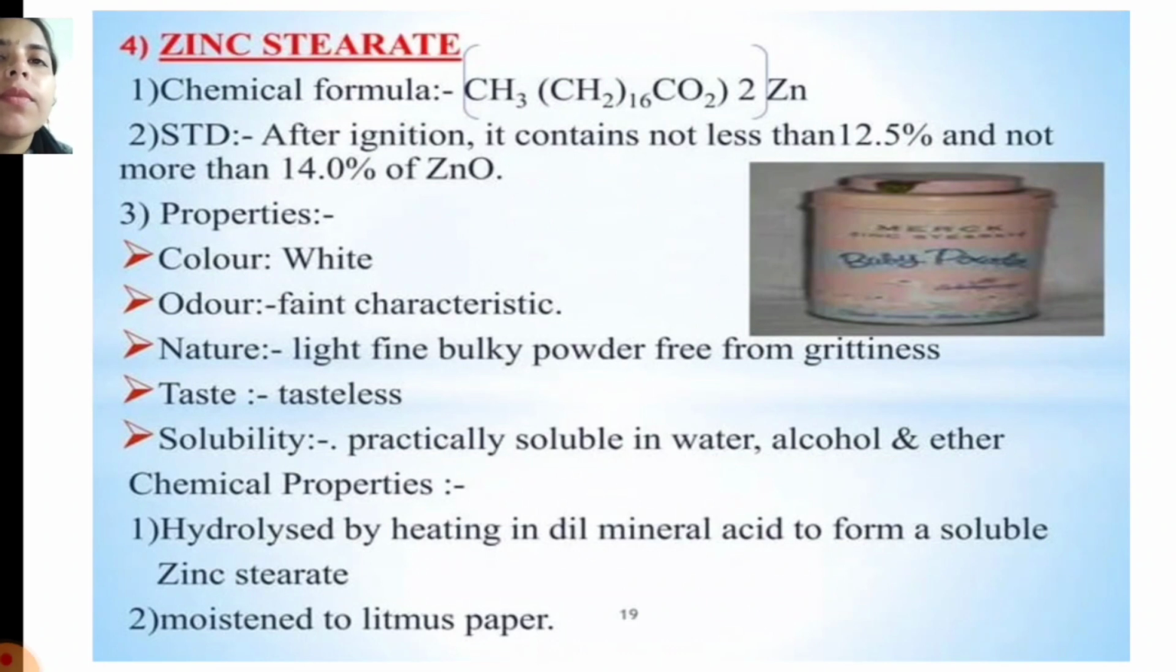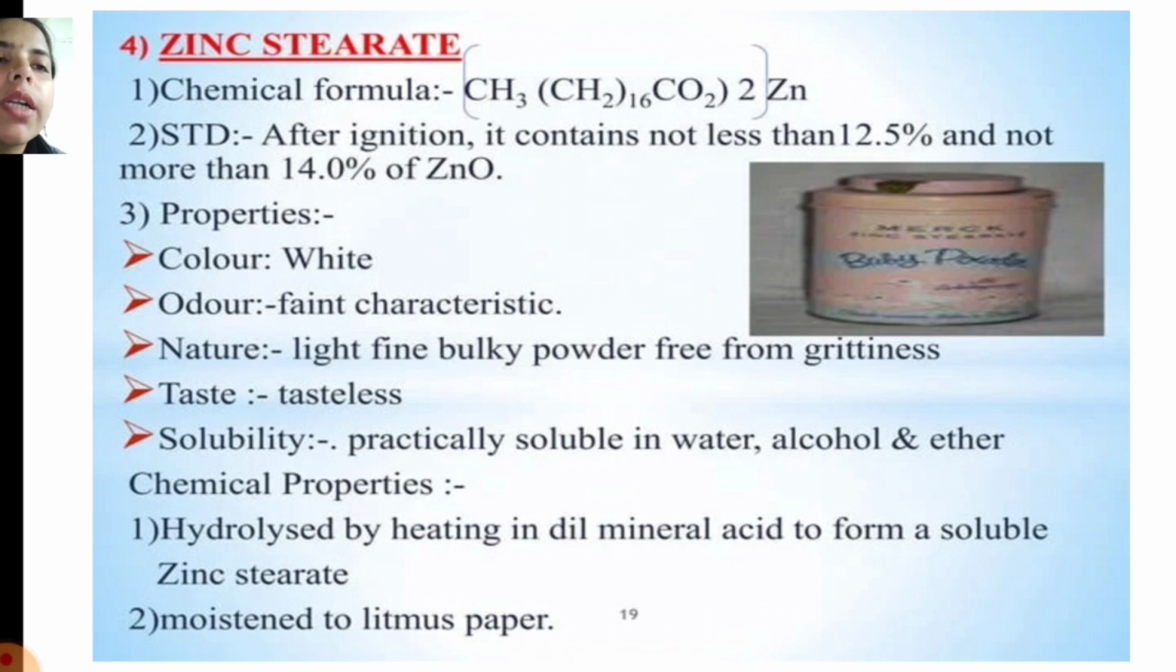From RPIIT campus. In today's class, I discuss my next topic, that is zinc stearate. Their chemical formula is CH3(CH2)16CO2Zn. After ignition, it contains not less than 12.5% and not more than 14% of ZnO.